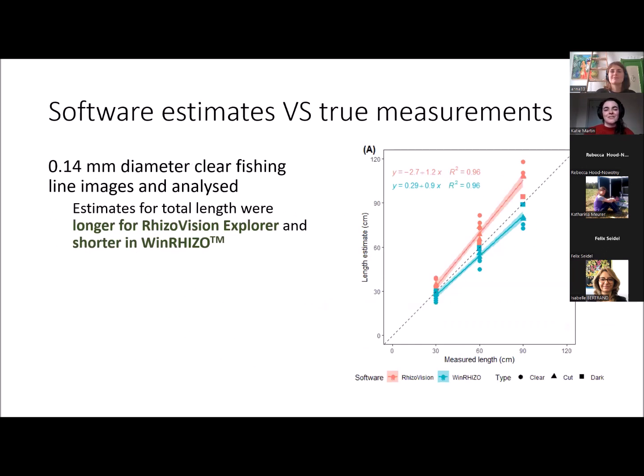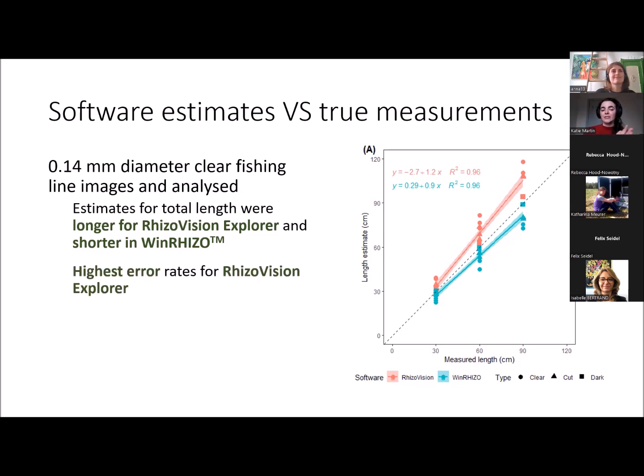So we used a clear fishing line that was 0.14 millimeter diameter, so that would have fitted into our smallest diameter class. And we could compare the known measured lengths, as well as the known measured diameters, to what the software were estimating. So here, the dashed line would show where the measured length and the estimates would meet. So points that are closer to that are more accurate, where if they're further away, they're less accurate. So you can see that the Rhizovision Explorer in pink is generally higher than the true length, whereas WinRhizo is lower than the true length.